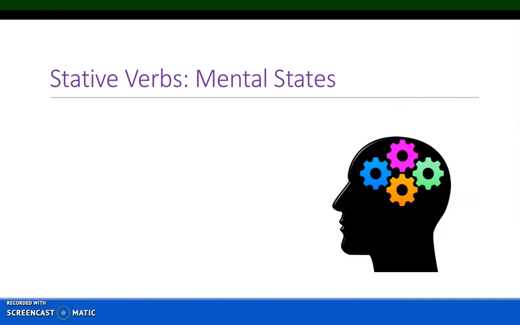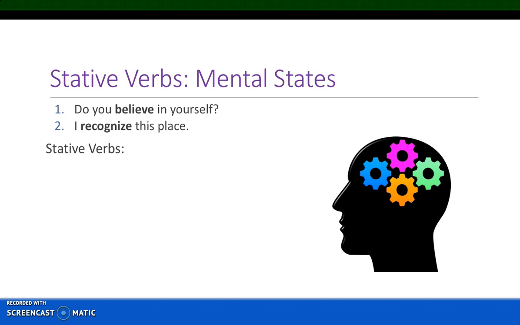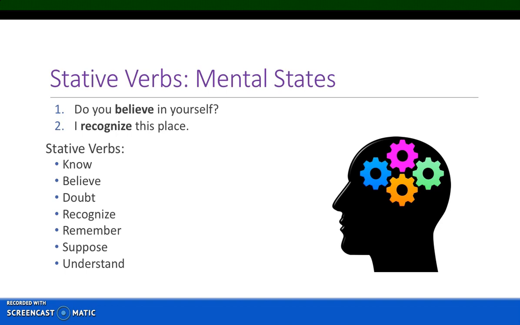Another category is mental states. Do you believe in yourself? I recognize this place. Believe and recognize are stative verbs, and they are about a mental state. So they are being used in the simple present, not the present progressive. Here are some more stative verbs in this category. Know, believe, doubt, recognize, remember, suppose, understand.